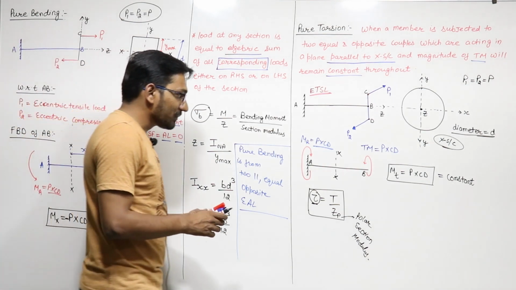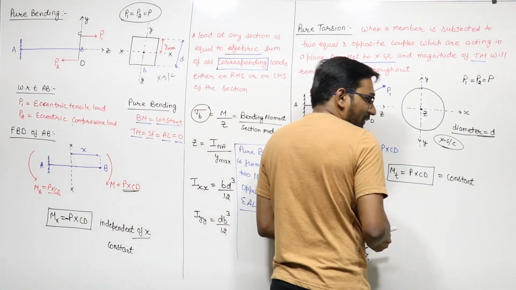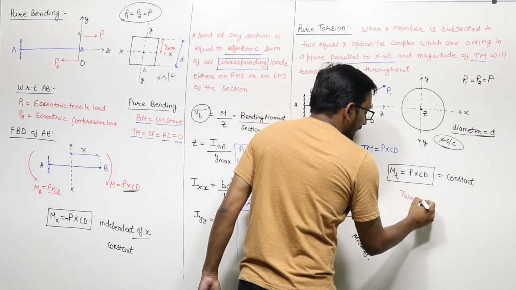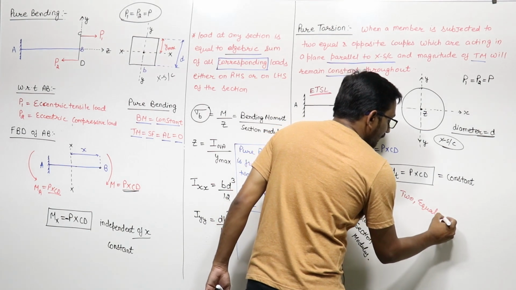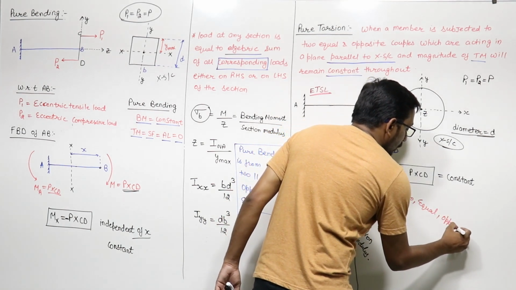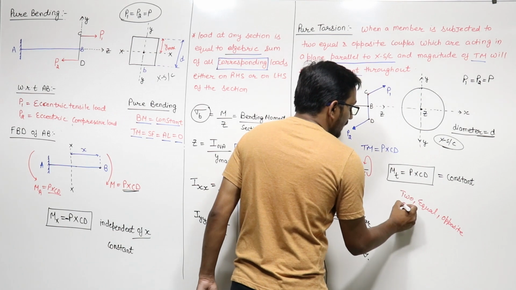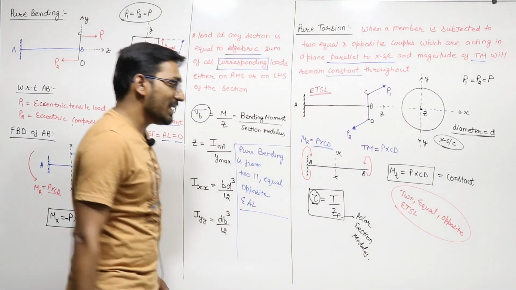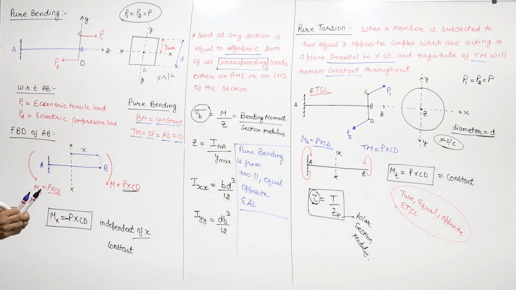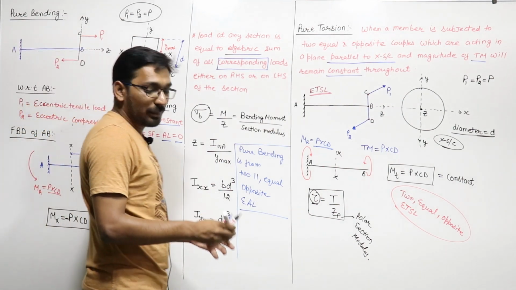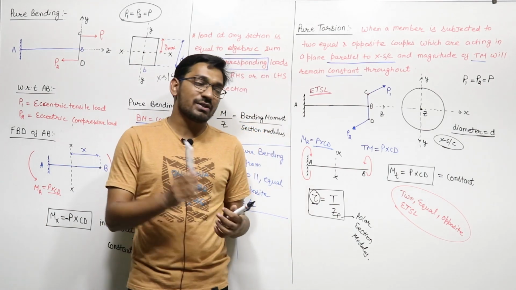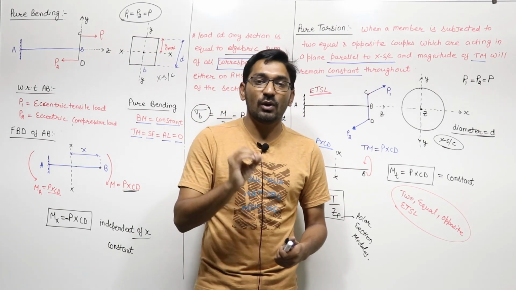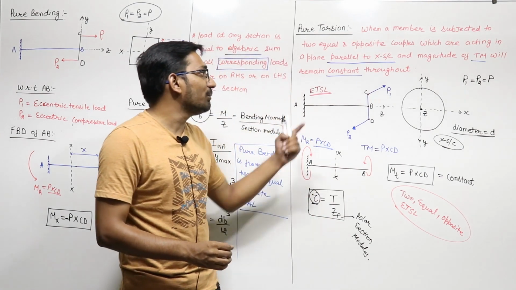So we can say that pure torsion is possible when a member is subjected to two equal opposite eccentric transverse shear loads. When any member is subjected to two equal opposite eccentric transverse shear loads, then that member is under pure twisting or pure torsion. So this is the case of pure torsion.